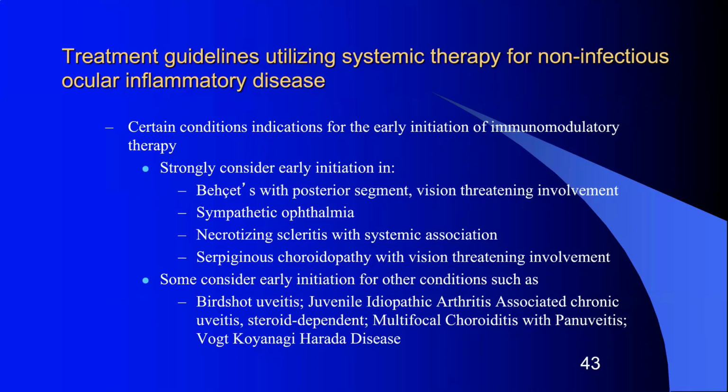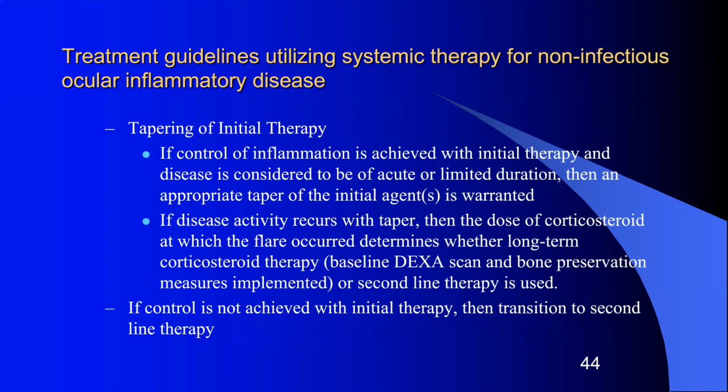And there are other cases where immunomodulatory therapy becomes very important to eventually utilize, but steroids are still initially utilized as an initial step. Sympathetic ophthalmia, necrotizing scleritis, serpiginous choroiditis, birdshot retinochoroiditis, juvenile idiopathic arthritis, chronic VKH, all of these things require immunomodulatory therapy ultimately. With steroids, you start high and gradually taper.